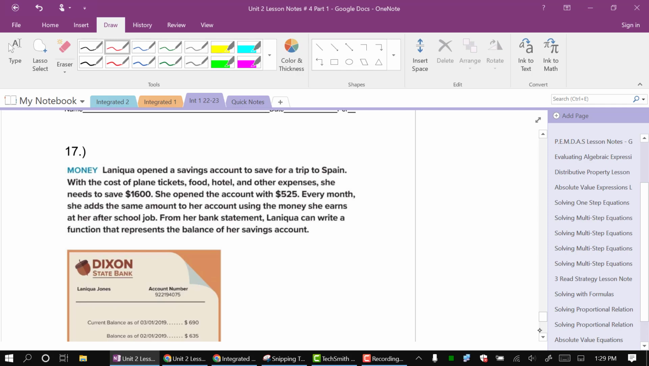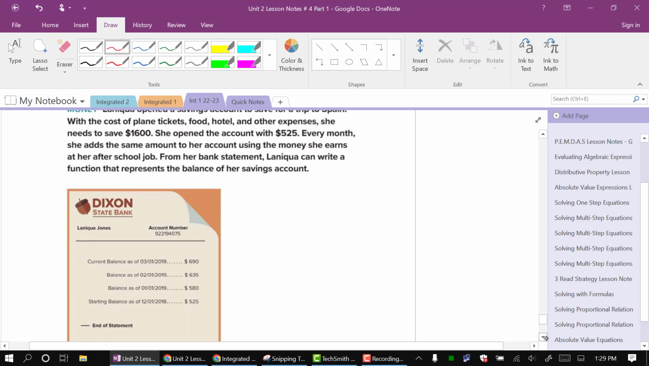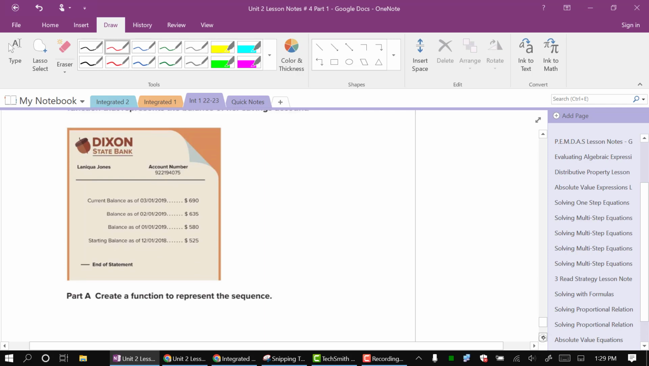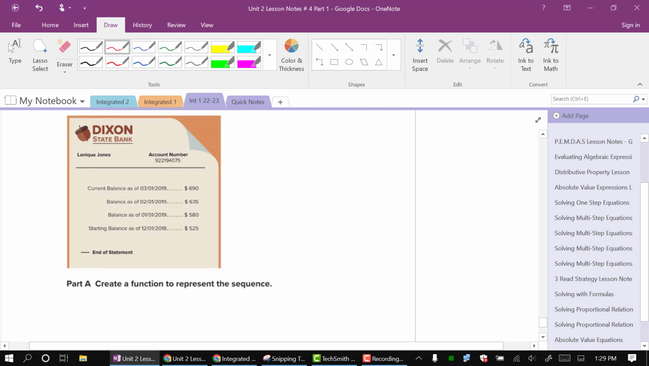We need $1,600. So when we open the bank account, we have $525. Each month, we add some money into our account from our job after school. So we want to write out an equation so we can figure out how much money we have in this account. So we want to start off with what is our difference.